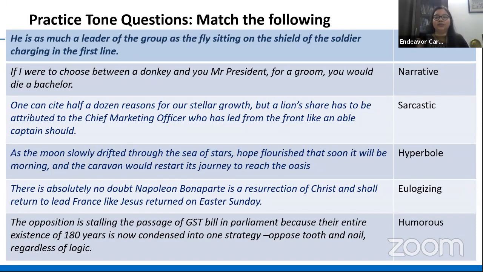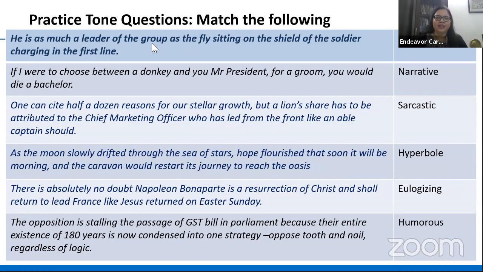I'm exaggerating what these people have achieved or planned or strategized over 180 years. Imagine. So here is a situation, a party, an organization, and their strategy that is exaggerated. Whereas the last but one is a person who is praised excessively. Therefore, that is eulogistic. The third one is applauding, laudatory, right?